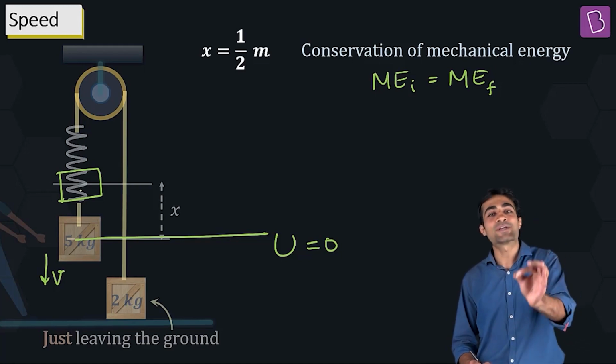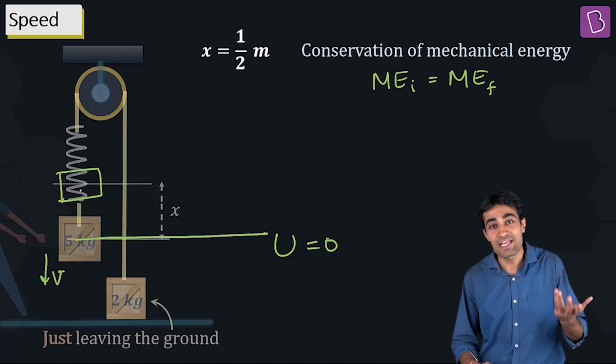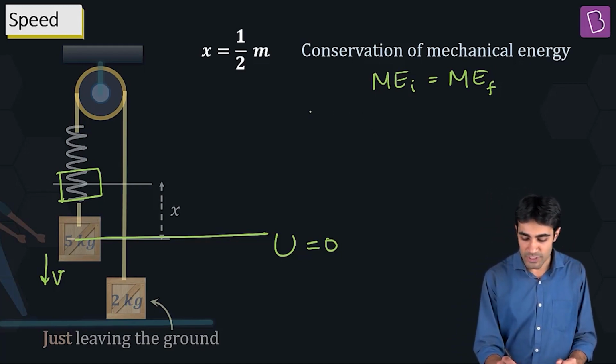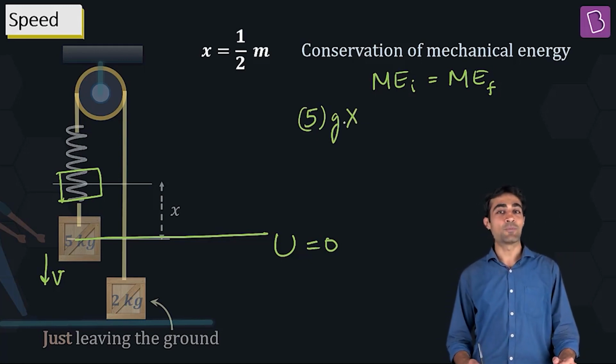Now, when 5 kg block was at this particular location, what was the gravitational potential energy? You will say mgh. What is h? h is equal to x. Fine. So gravitational potential energy is mass, which is 5 g times x. Good. So this was gravitational potential energy.